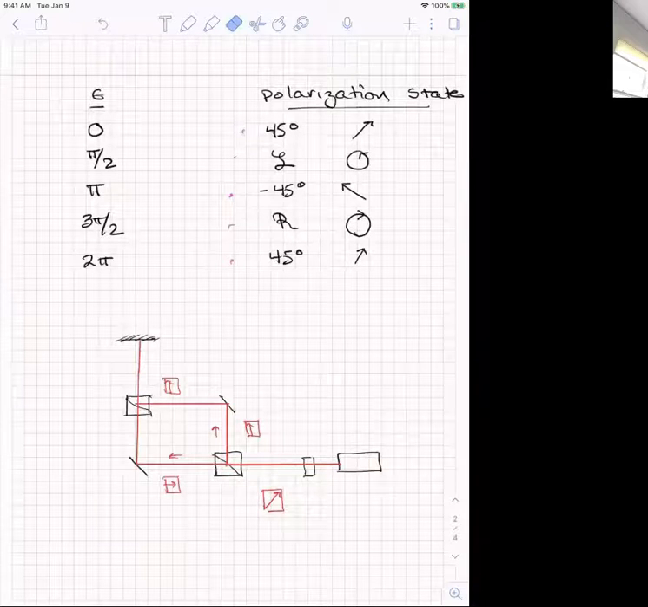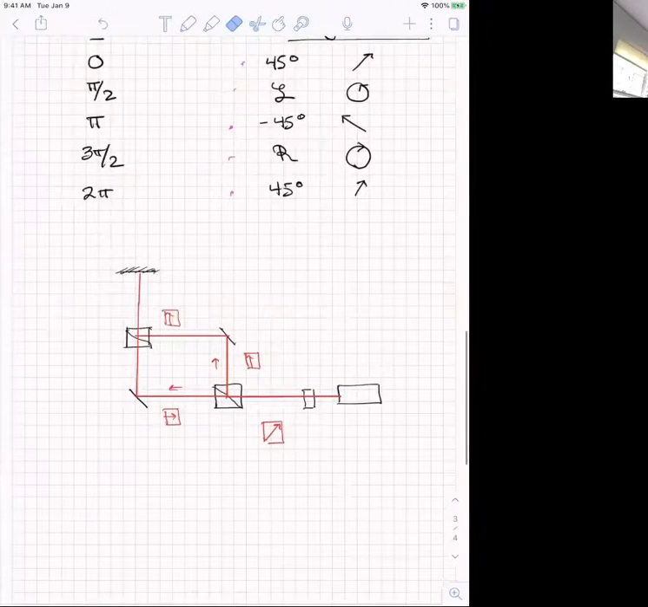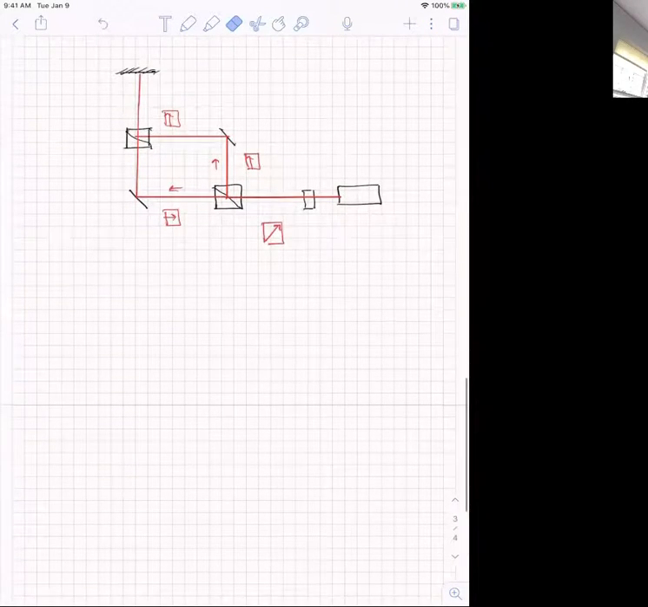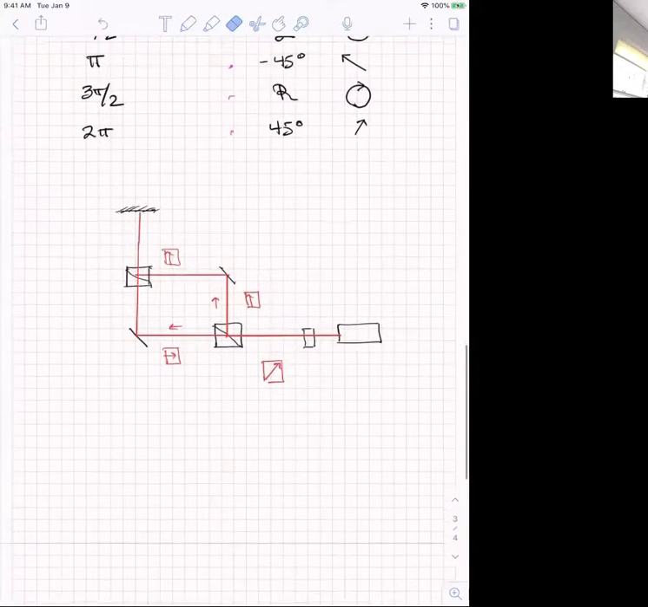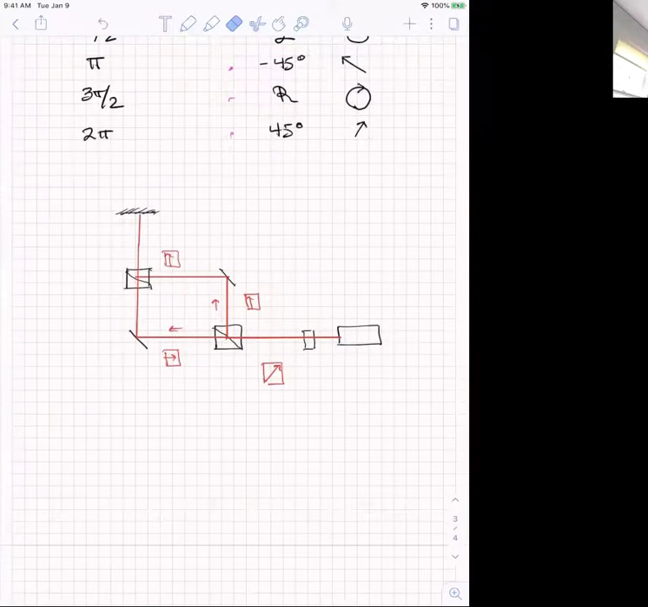Okay, let's continue. So I've just drawn the interferometer once again. Now, let's do the following. In order to convert the output of this interferometer into what we really want, which is an interference pattern, we're going to add one more component. We're going to add a polarizer here, which is oriented at 45 degrees. And let's see what that does.